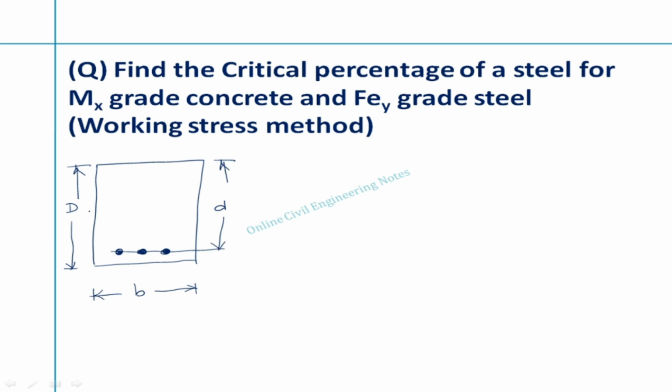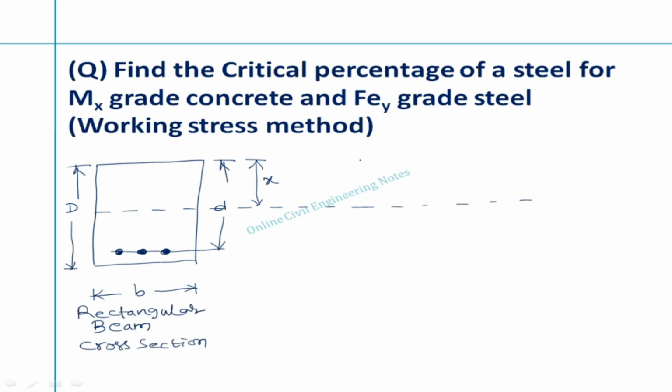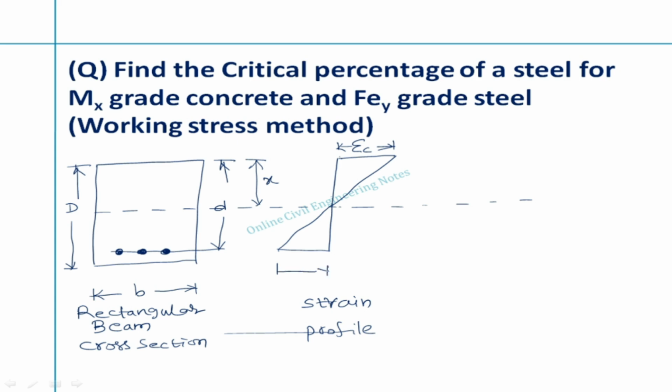This beam is divided by a line known as the neutral axis line. Depth of critical neutral axis is x. This is the rectangular beam cross section. Let's draw the strain profile. This is strain in concrete. This is strain in steel.